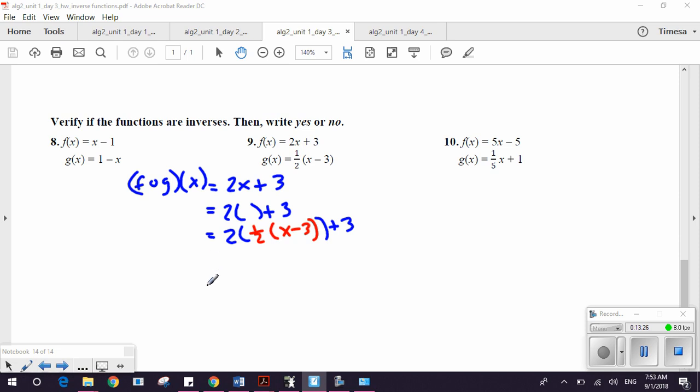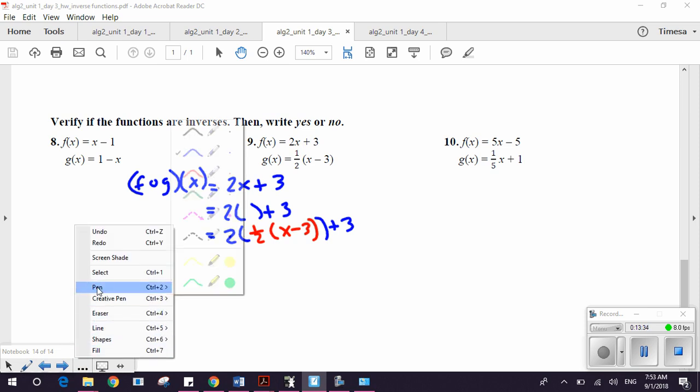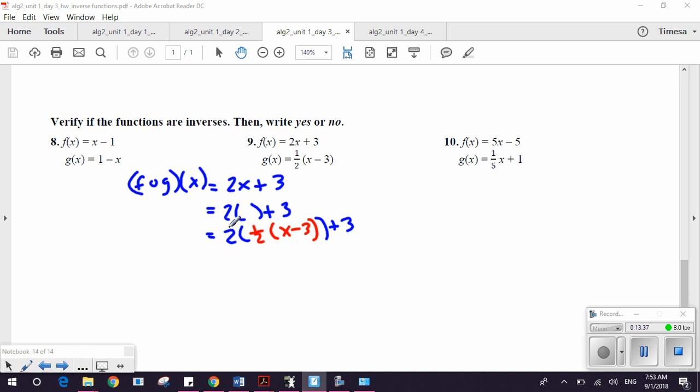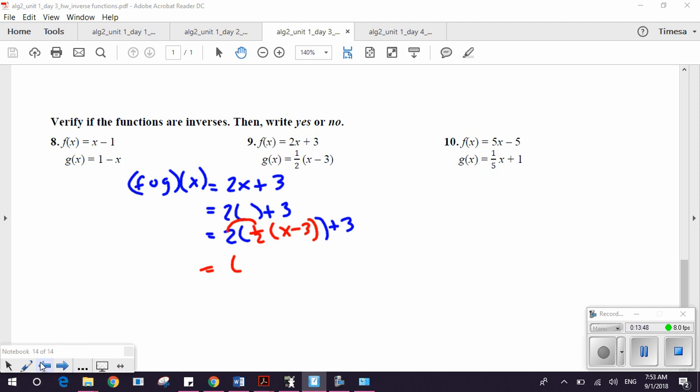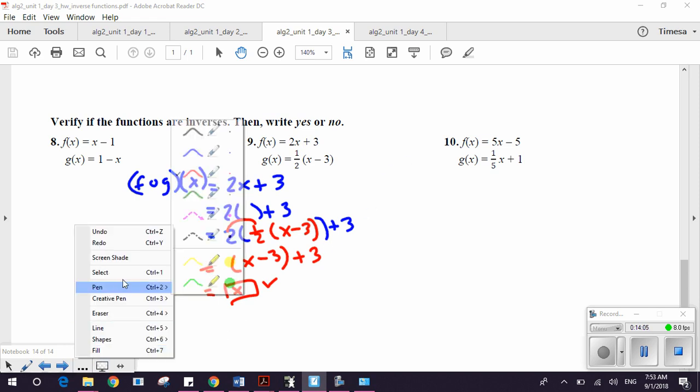So now we would simplify it. Well, what I would do is distribute the 2. So 2 times a half is just 1. So that leaves me with just x minus 3, and then plus 3. And then we know minus 3 and plus 3 cancel each other out, so we're left with x. So fog checks out. Now we need to do golf and see if it checks out.